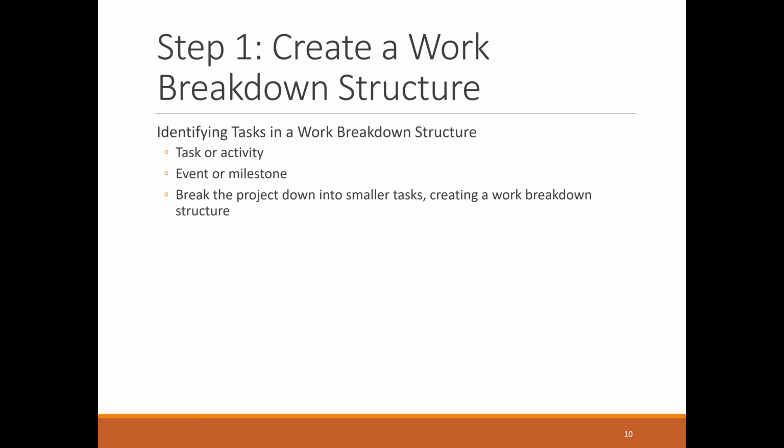Now, we talk about identifying tasks in a work breakdown structure. How are we going to do it? Okay. The first thing, you have to list the tasks or activities that we have. Also, when you get each task, you have to set up the event or milestone. For example, when do you start this task? When do you expect to finish this task?